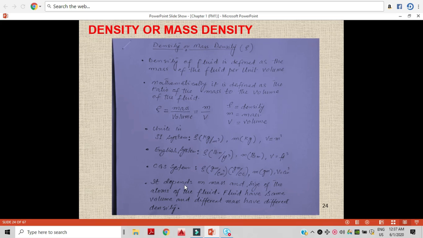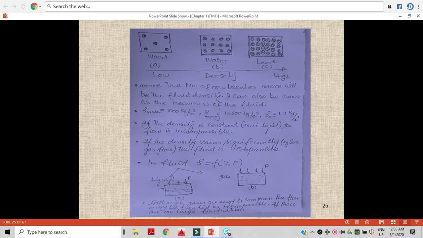Mass density basically depends on the mass and size of the atoms of the fluid. Fluids that have the same volume but different mass have different density. It means the molecules of every substance have a certain mass. That is, the more the number of molecules, the more the fluid density, as it is mentioned in the sketch in A, B and C.